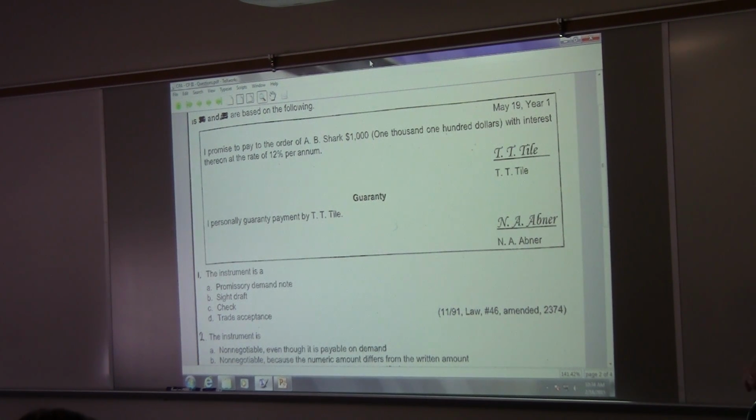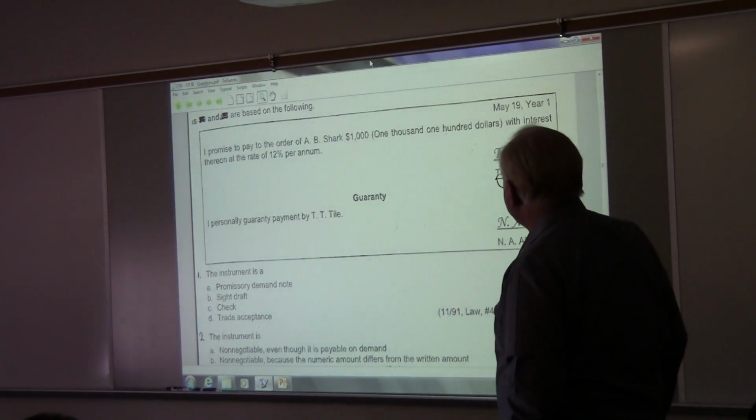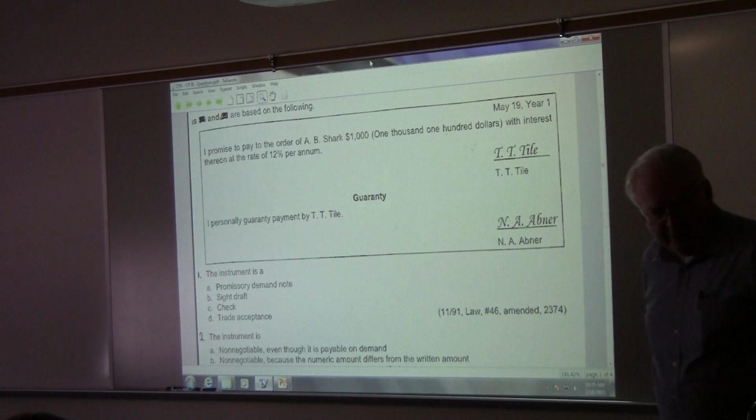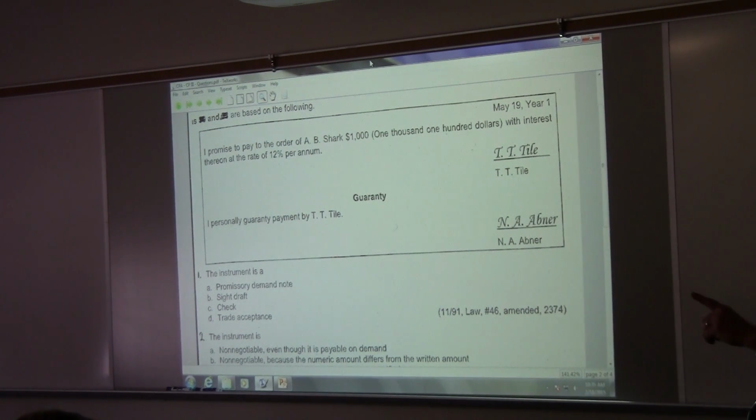It's A, non-negotiable, although it's payable on demand. Well, Sydney, that's a contradiction in terms, isn't it? B, non-negotiable because the numeric amount differs from the written amount. Well, it does. Does it? Yes. But does that matter, Sydney? So therefore, B is wrong.